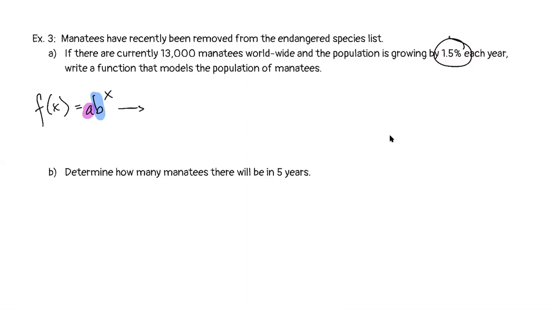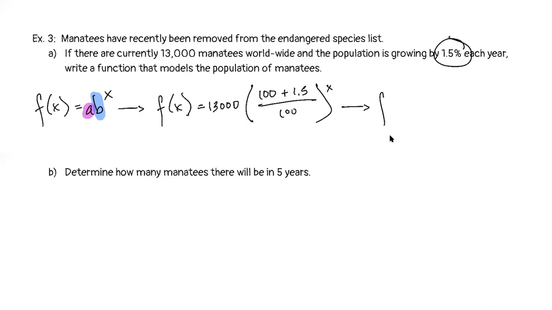So if we write our equation, we'll get f of x equals 13,000 times (100 plus 1.5) over 100, and we're going to raise that to the power of x. And we're going to clean this up so we can use it in part B. f of x equals 13,000 times 1.015 to the x.